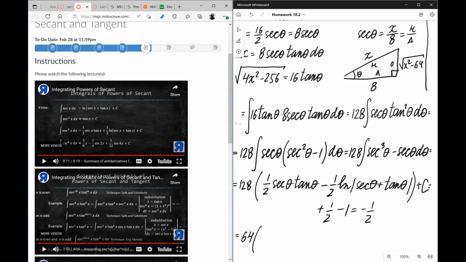So instead of secant theta, we'll be plugging in x over 8. But instead of tangent theta, we'll be plugging in the opposite over adjacent, which is square root of x squared minus 64 over 8.